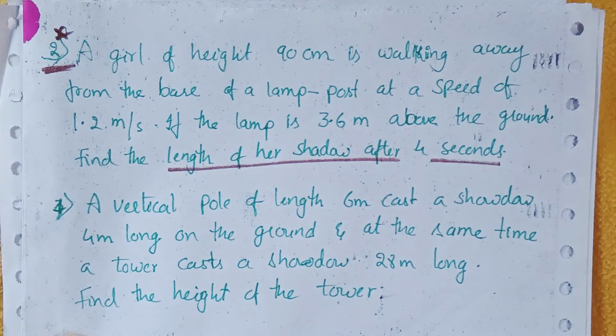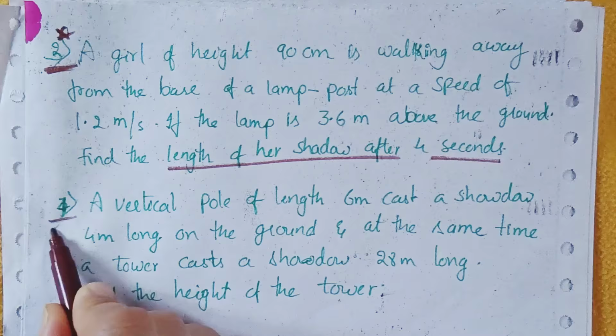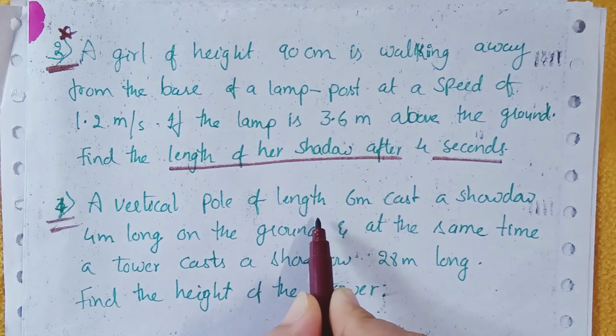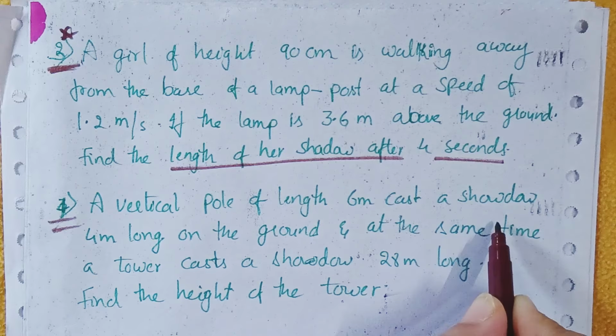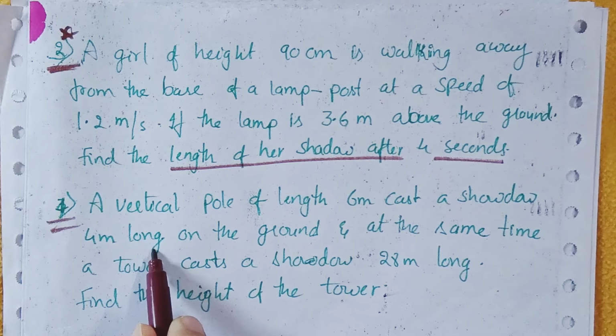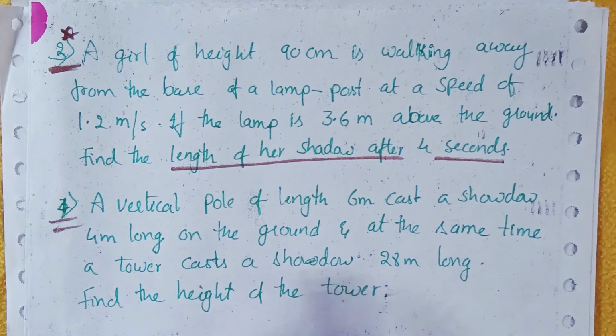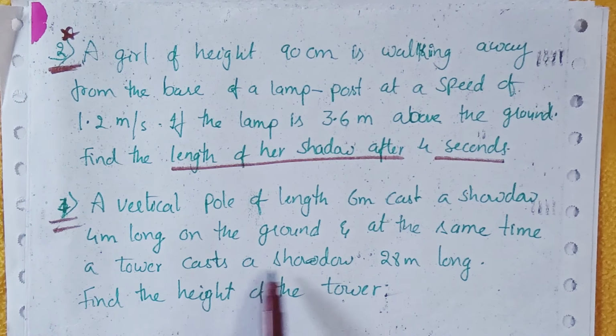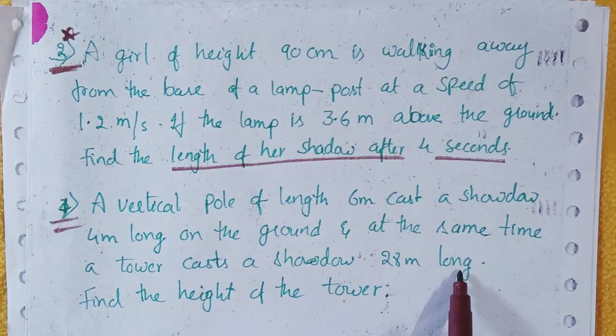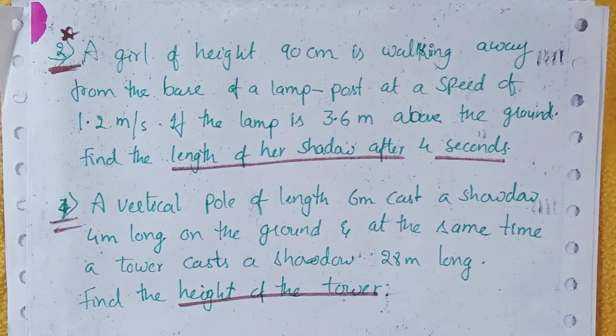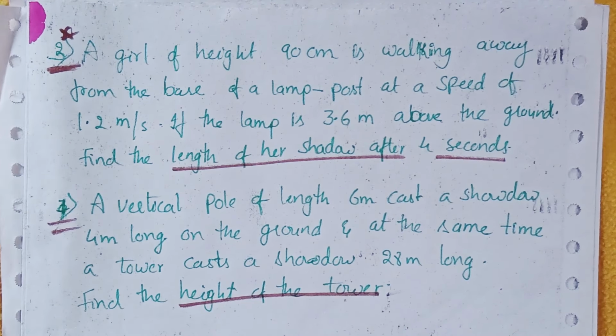Mark it. Next, the fourth question is, a vertical pole of length 6 meters casts a shadow of 4 meters long on the ground, and at the same time a tower casts a shadow 28 meters long. Find the height of the tower. So we have to find the height of the tower.